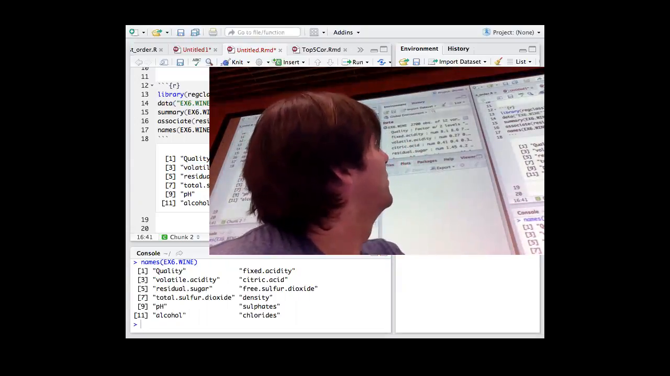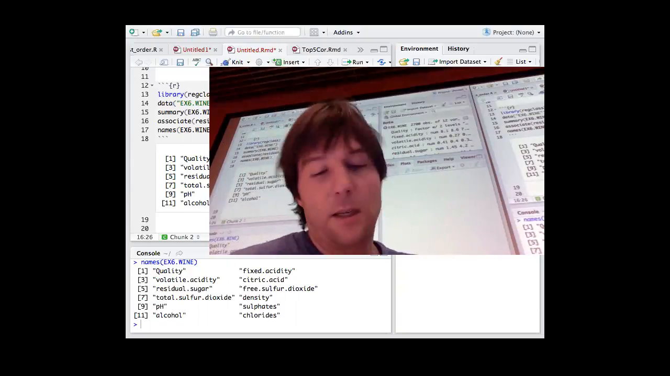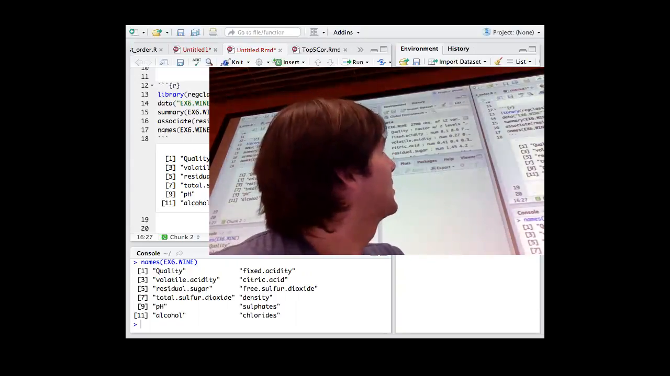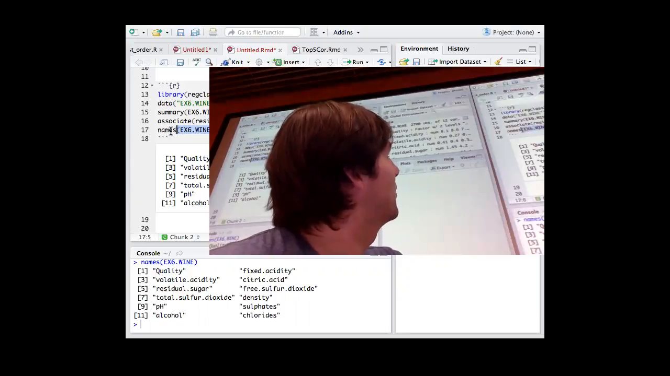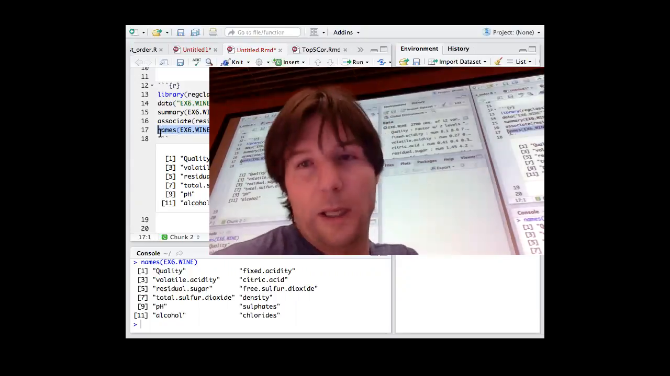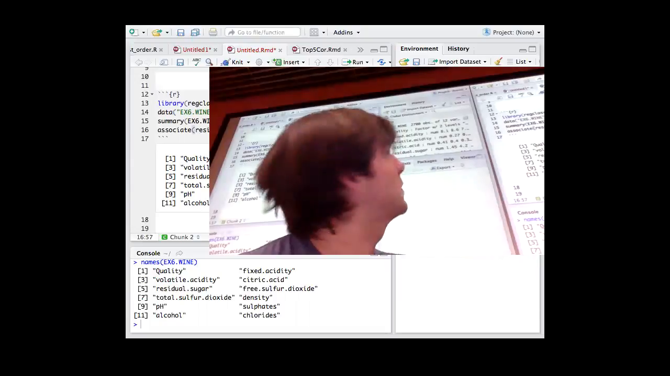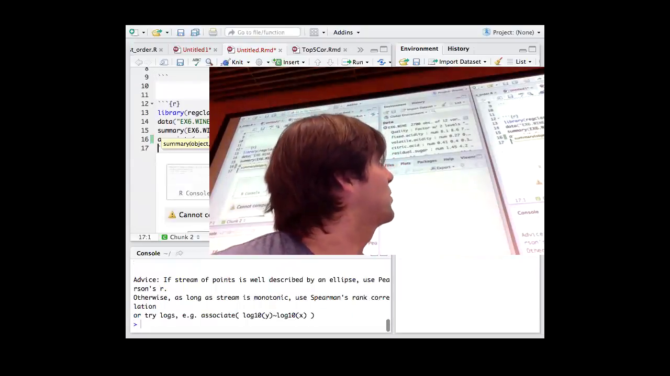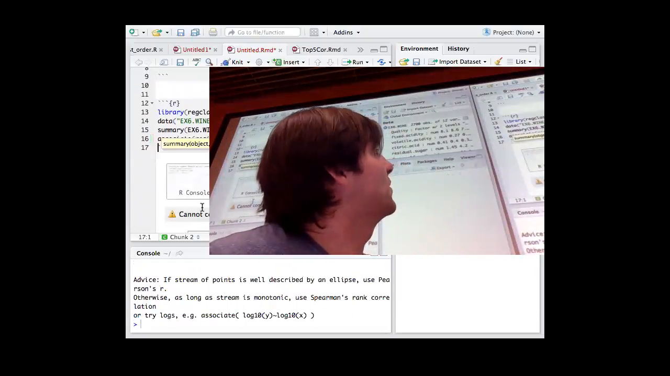We're seeing whether the volatile acid can tell us anything about the residual sugar. Is there a relationship between the two? Is there an association? Same sort of idea. So let's run this right here and see. Wow, that's a mess of data.